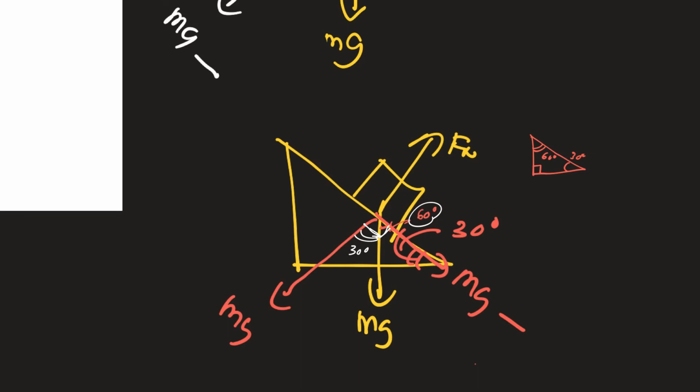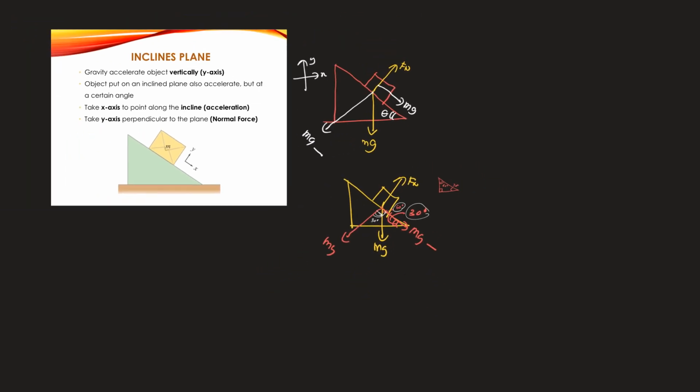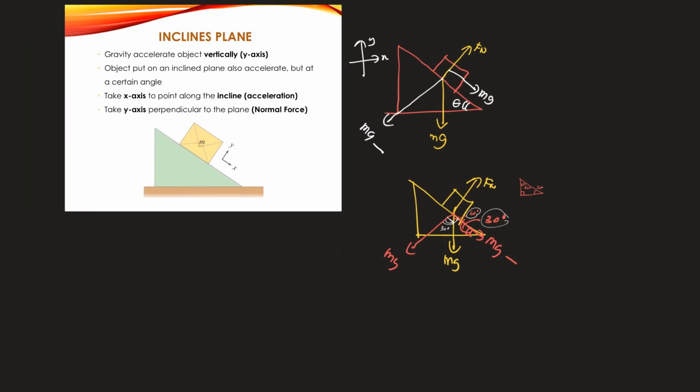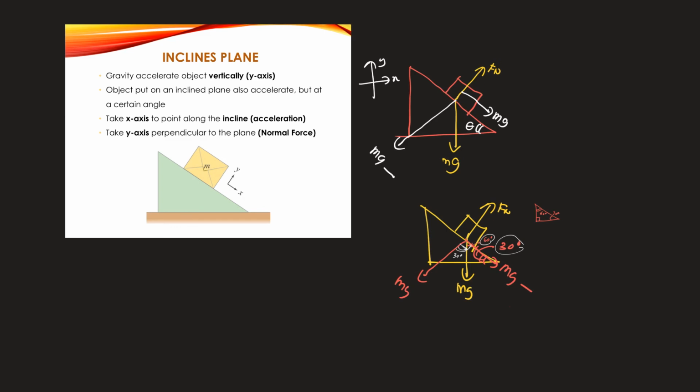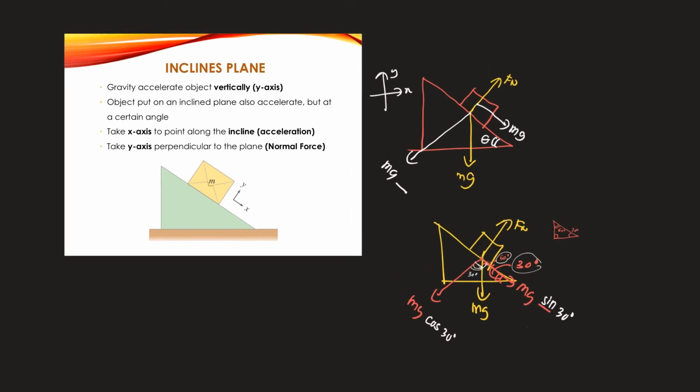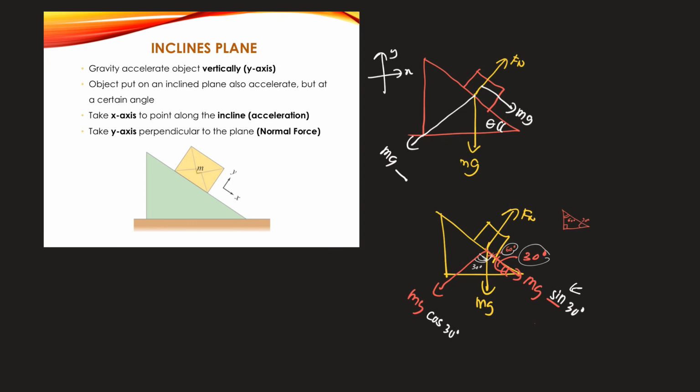So the 30 degree given by the inclined plane will be the 30 degree that touches the y-axis. If you choose to use the 30 degree that touches the y-axis, this one is going to be mg cos 30 degree, and this one is going to be mg sine 30 degree. If you want to use 60 degree, yes, you're allowed to, but then you need to change this one into cos 60 degree and this one into sine 60 degree.